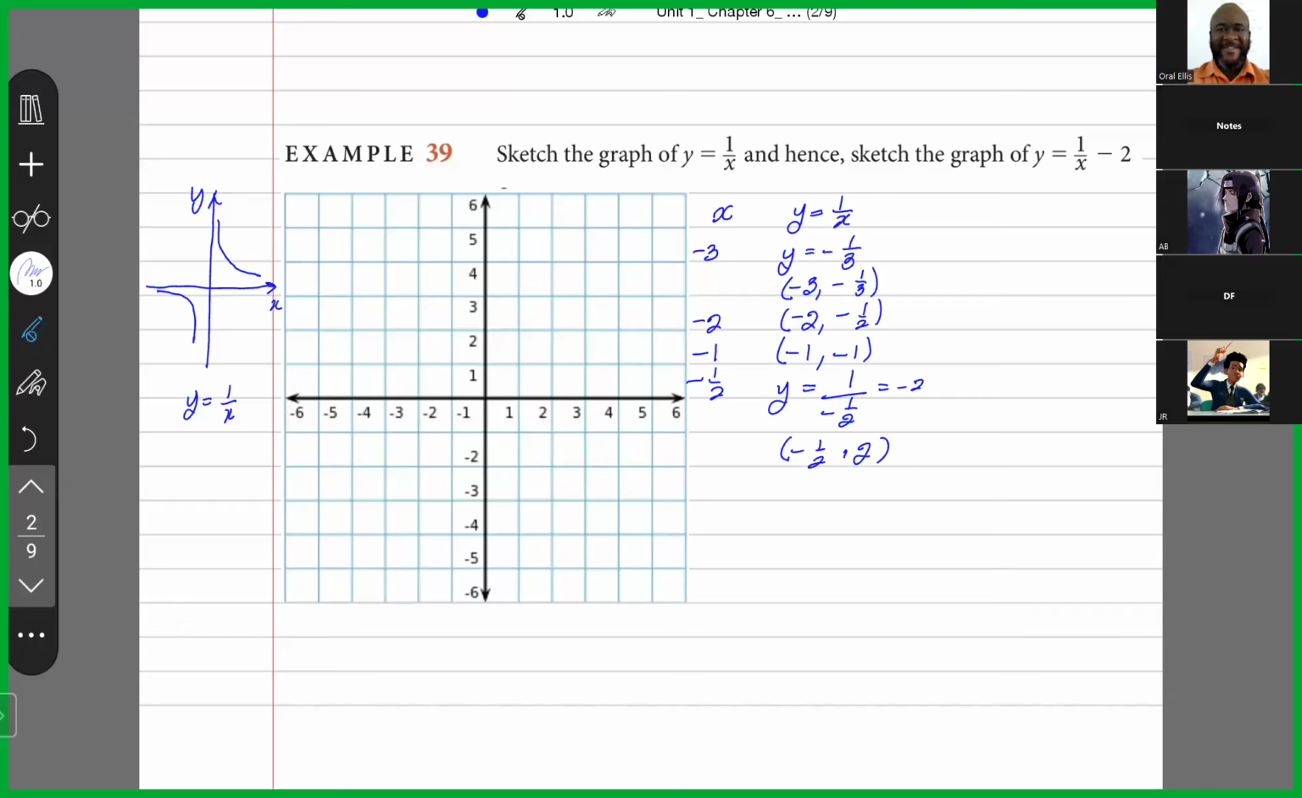So if we plot those points, we have something maybe like here, minus 3, minus 1/3. Let's say that's somewhere around here. Minus 2, minus 1/2, which is probably here. Minus 1, minus 1, which is there. And minus 1/2, minus 2, which would be about here. So if we sort of try and draw this graph, we might get something looking like this. So this is the left side of the graph.